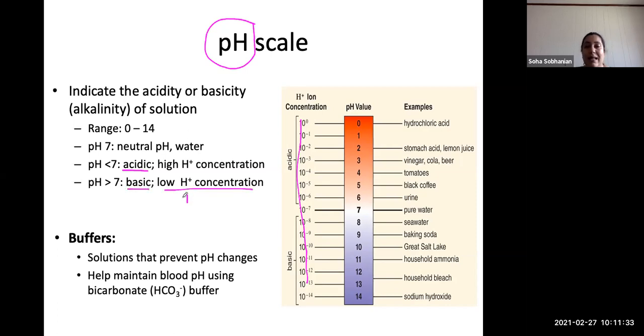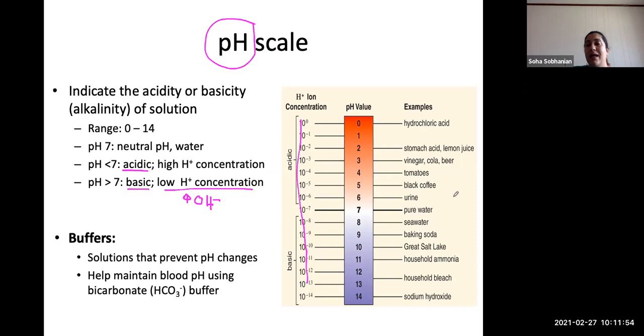Or you can also write that it has high what? If it's basic, it has high what? High OH, correct, OH negative, or hydroxyl ion. Basic is the same thing as alkaline, correct. So basic and alkaline are the same thing.